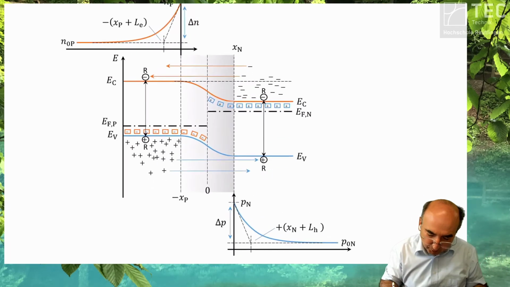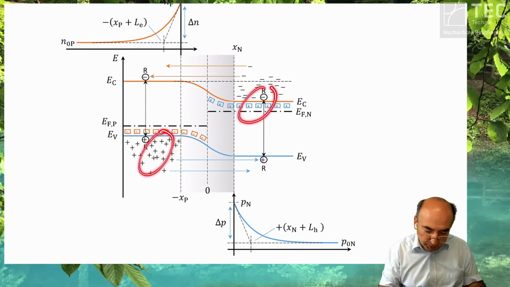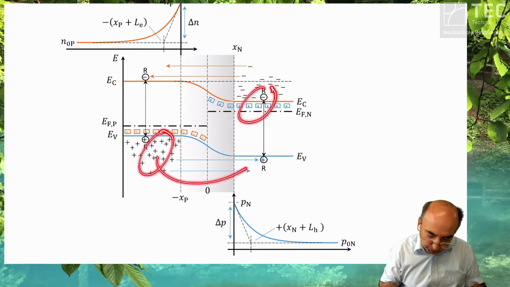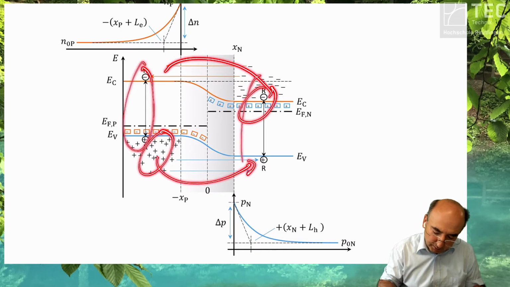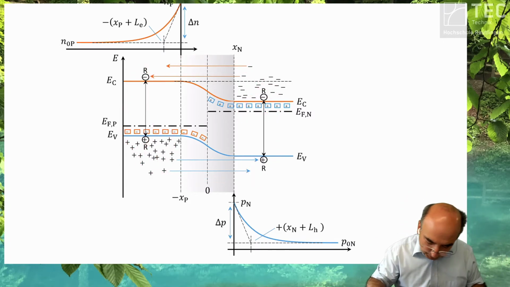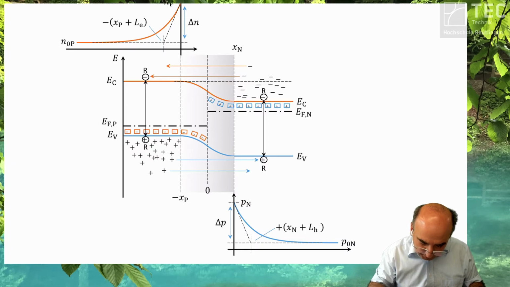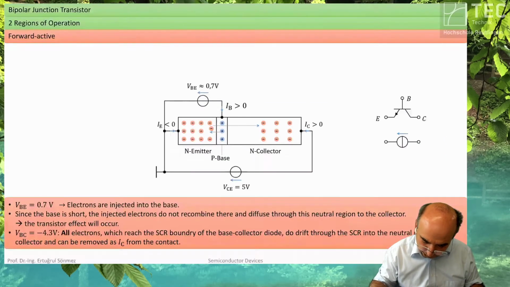There we have our PN diode. You inject the holes, the electrons, they recombine and make current. We have learned that. But for the bipolar transistor, we have more.